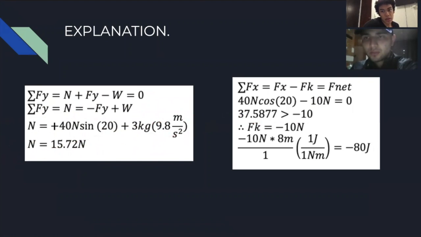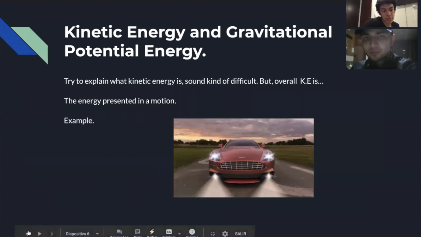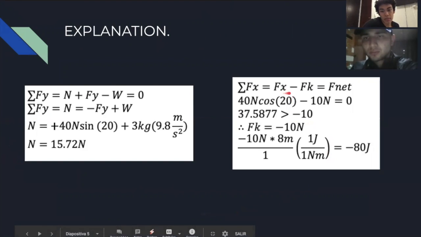And we needed to calculate the sum of forces in X. So here we have the force in X minus the friction is equal to the net force. The procedure is the same: 40 newtons times cosine of 20 minus 10, which is the frictional force. Here, this is the force and this is the frictional force. As we can see, the force is way bigger. So all the frictional force is applied, which is minus 10 newtons.